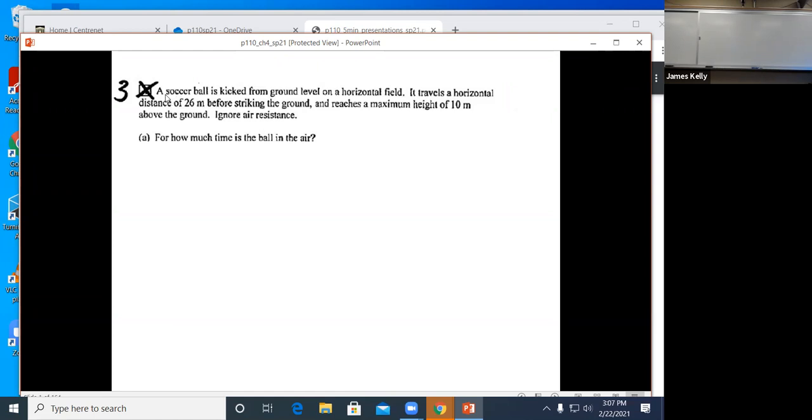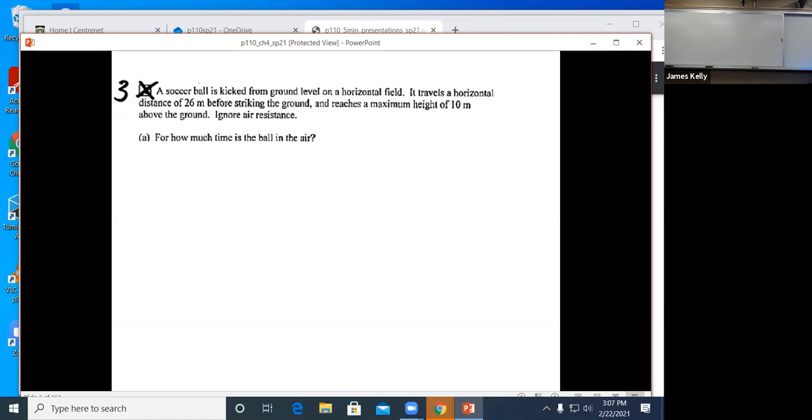A soccer ball is kicked from the ground level on a horizontal field. It travels a horizontal distance of 26 meters before striking the ground. That's measured along the horizontal field. And we're told it reaches a maximum height of 10 meters above the ground. Ignore air resistance so that we can use our assumption of constant acceleration in kinematics. And the first question is, for how much time is the ball in the air?